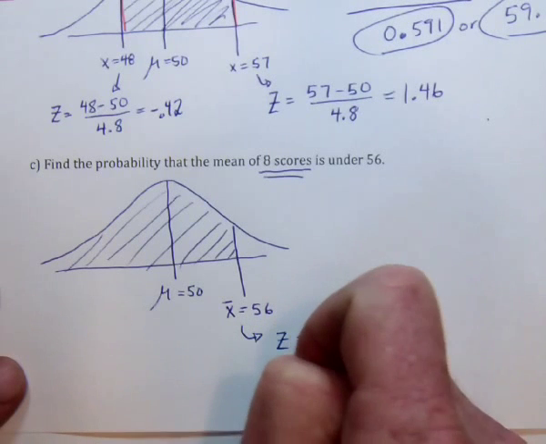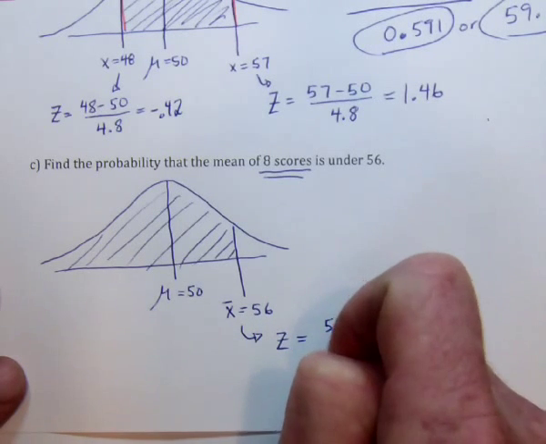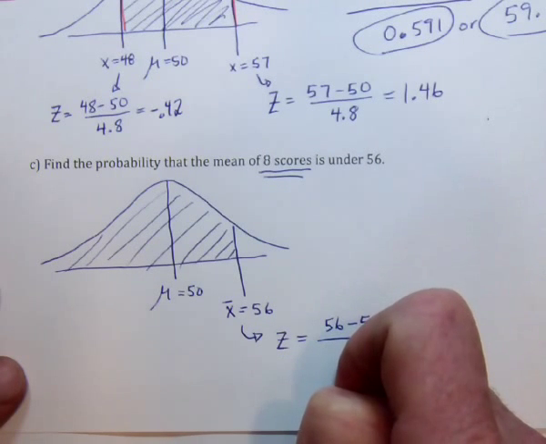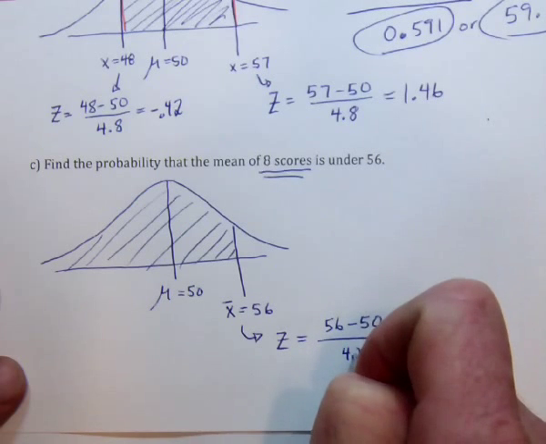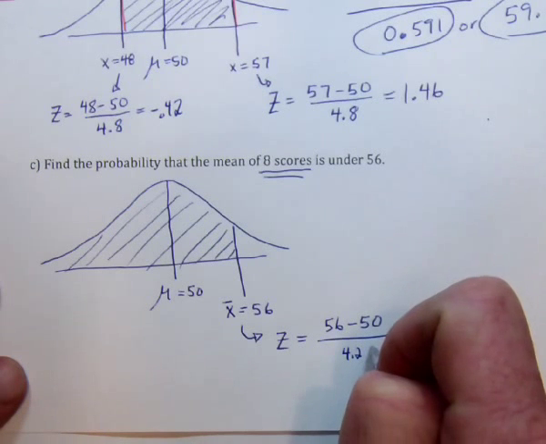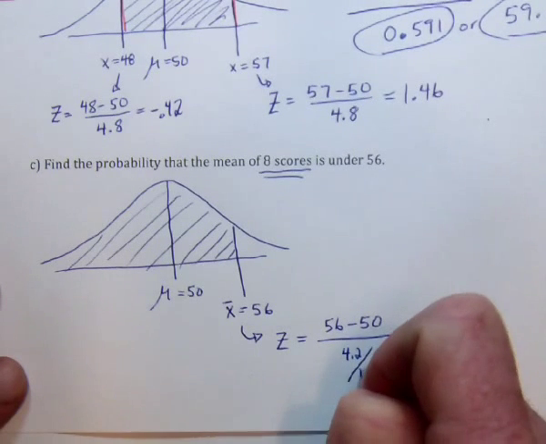So you take the score of 56 minus the mean of 50, divided by the standard deviation, which is 4.2. And here is the only thing that's different when you have a group of 8. According to the central limit theorem, what you do is take the standard deviation and you divide by the square root of 8.